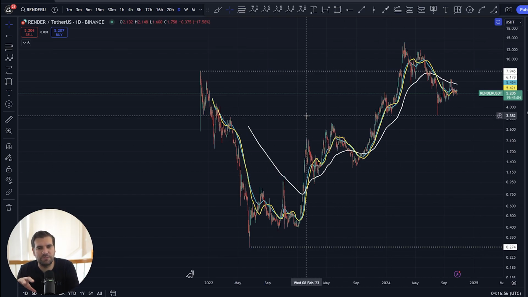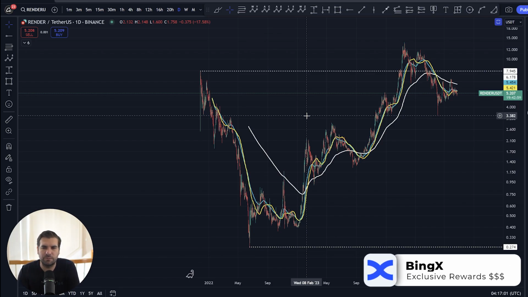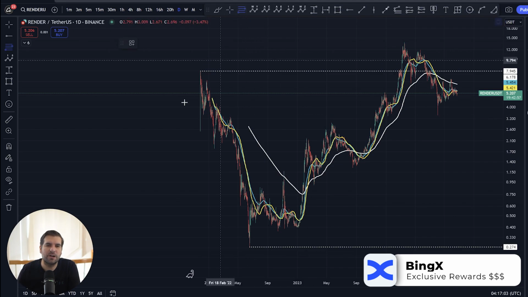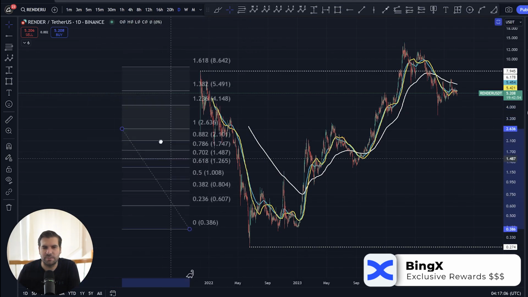Now, for us to be predictive over where we think the price action is going to go, we're going to use a couple of different tools. We're going to use the Fibonacci retracement and extension tool. That's this one right here.